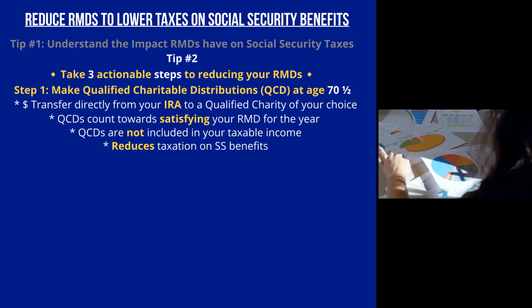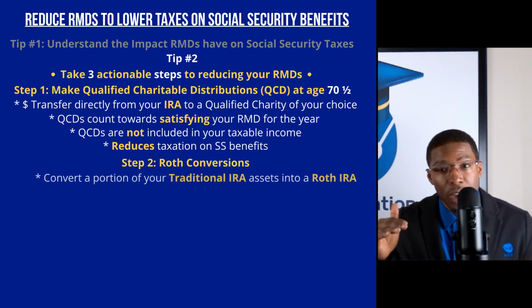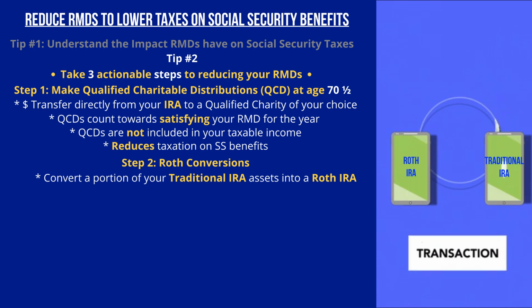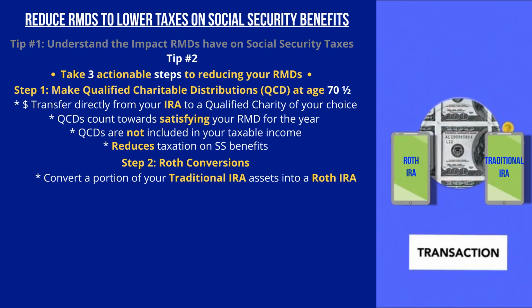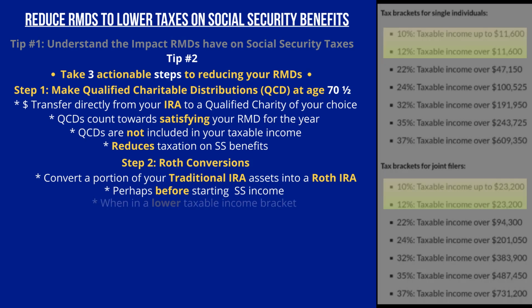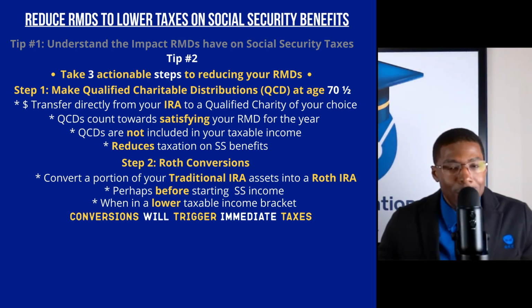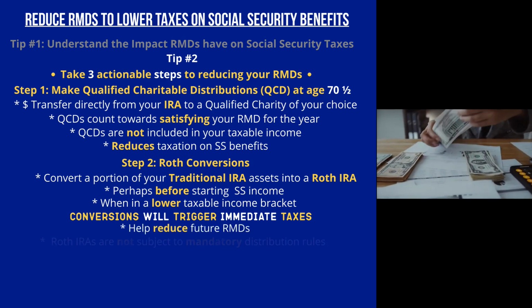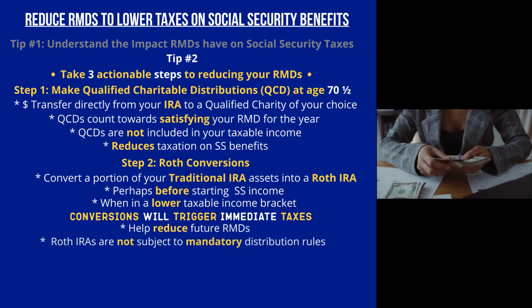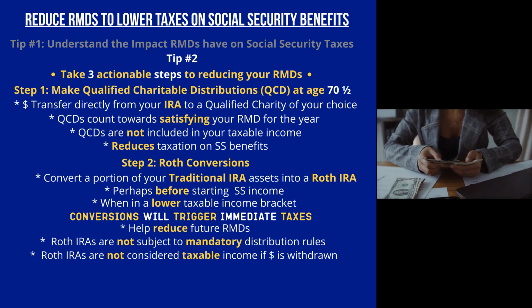Another highly utilized strategy is Roth conversions. Here, all you would do is convert a portion of your traditional IRA assets into a Roth IRA during a time, I would tell you, in which it would be more advantageous for you, like before you have started your Social Security benefits or when you're in a lower tax bracket, due to the fact that a Roth conversion will trigger immediate taxes. But of course, this strategy can help reduce future RMDs, as Roth IRAs are not subject to the RMD rules and they are not considered taxable income if you decide to take money out of a Roth IRA.